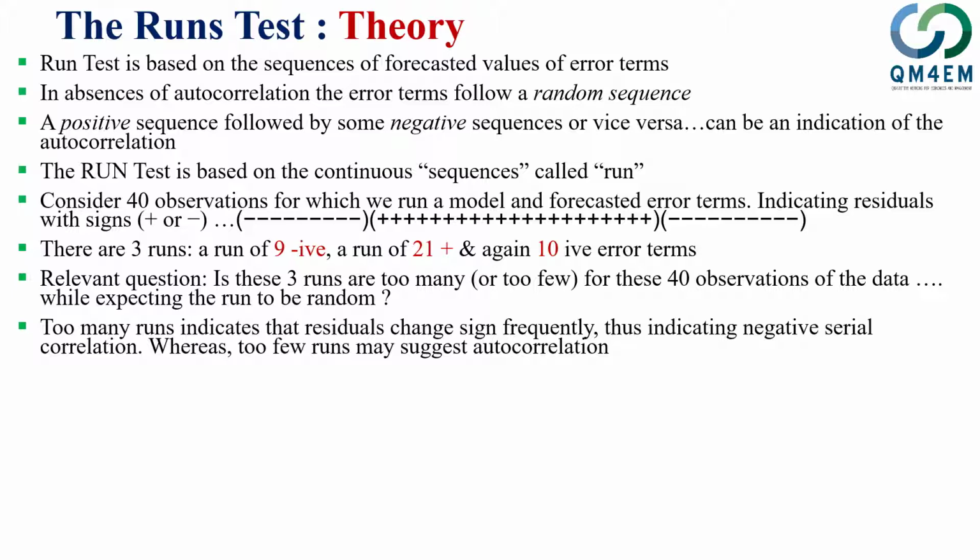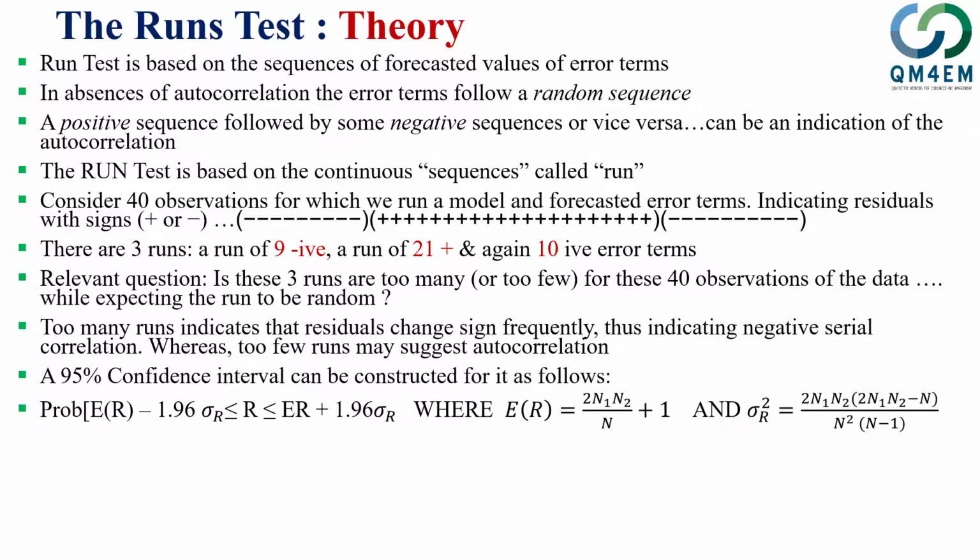Or we can check also if the pattern is random, and we then decide, or we can conclude that there is no autocorrelation. So how do we do all that? We do that through constructing a confidence interval for the number of runs. The procedure is straightforward. You will need a number of formulas to apply, and then you can construct a 95% confidence interval for that. So this is the formula for the confidence interval.